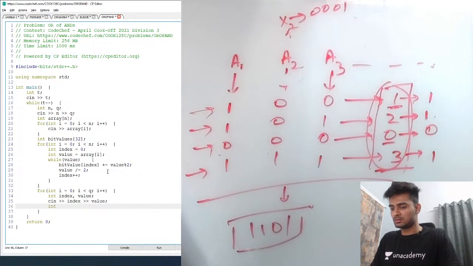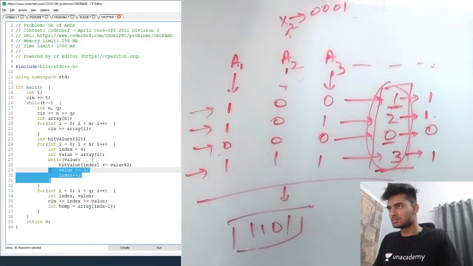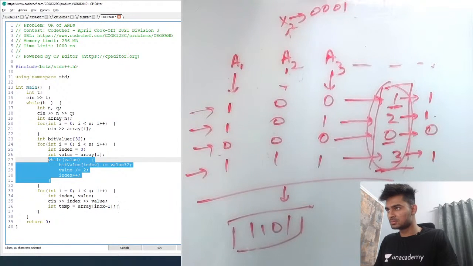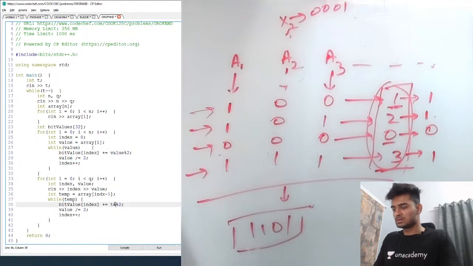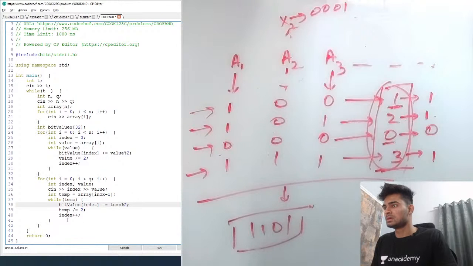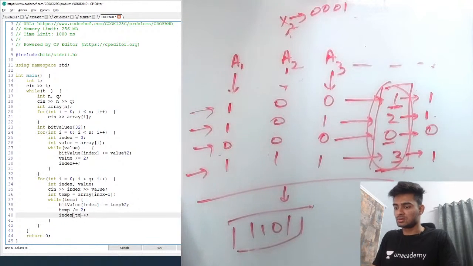So for that we have int temp equals to array index minus 1, and now we are just going to remove this. So we'll copy this particular code and do the same thing here. This will be equal to 10, this again is equal to 10, this again is equal to 10, and now instead of adding we'll just subtract this, and this index is also going to be 10.